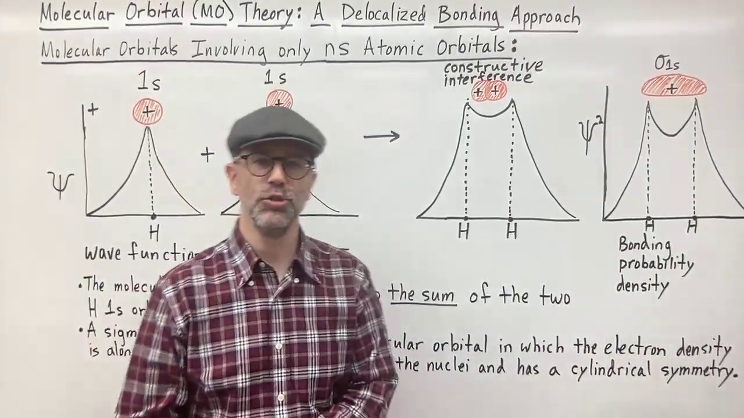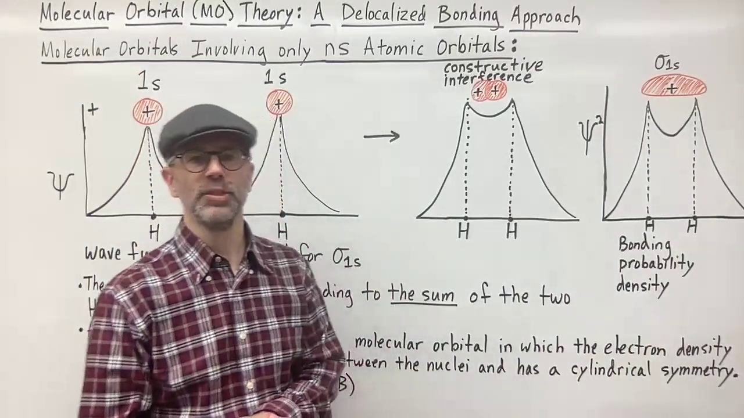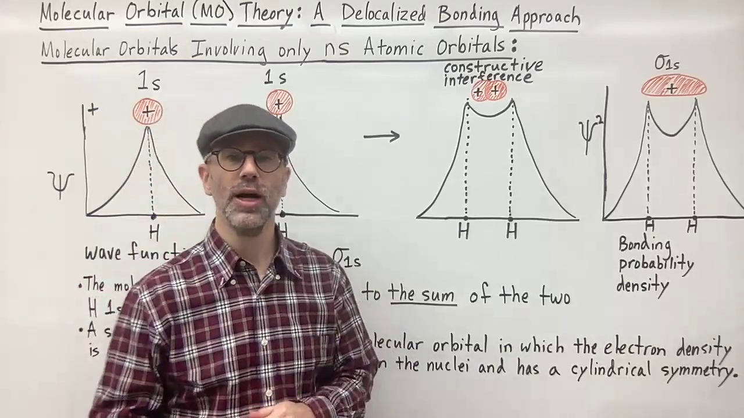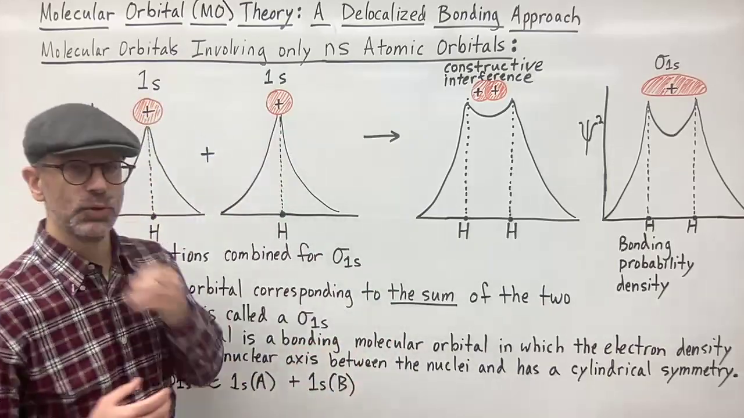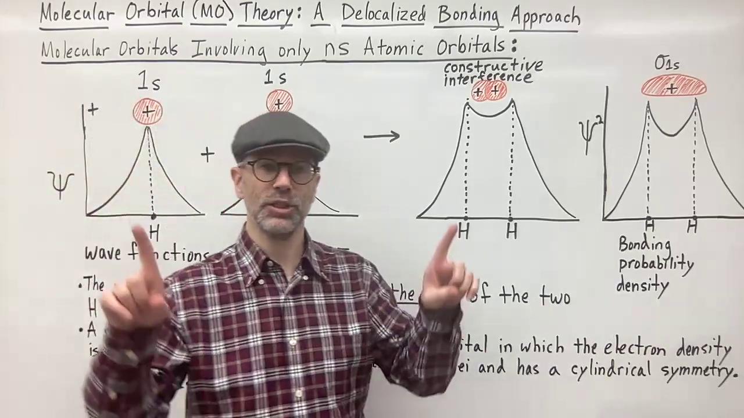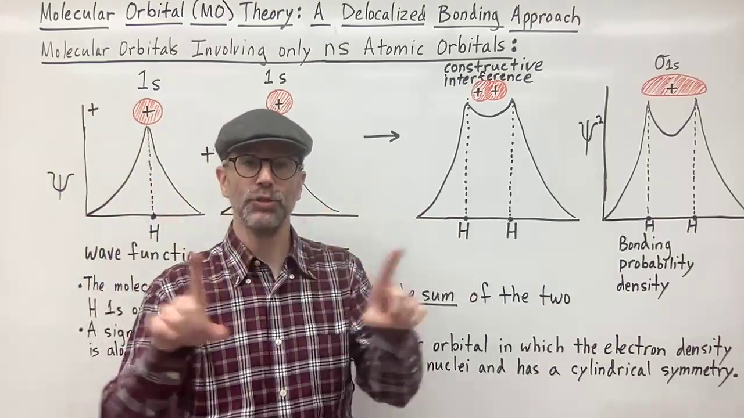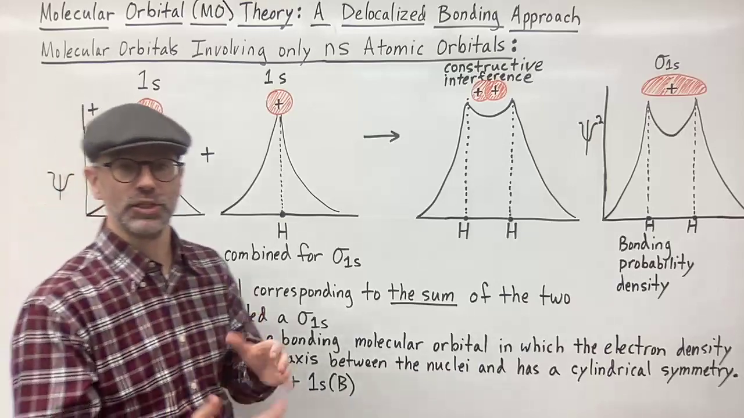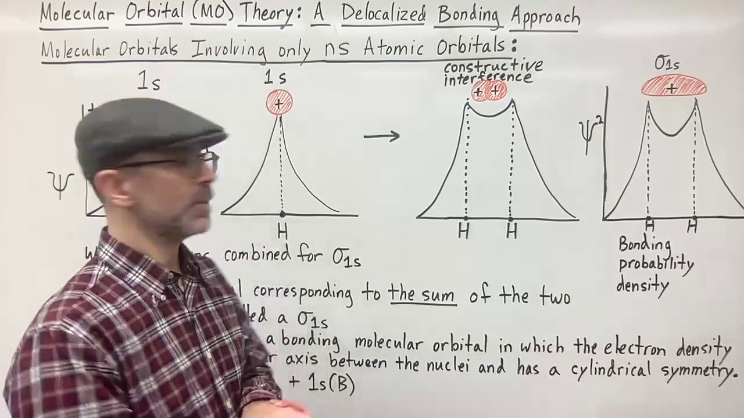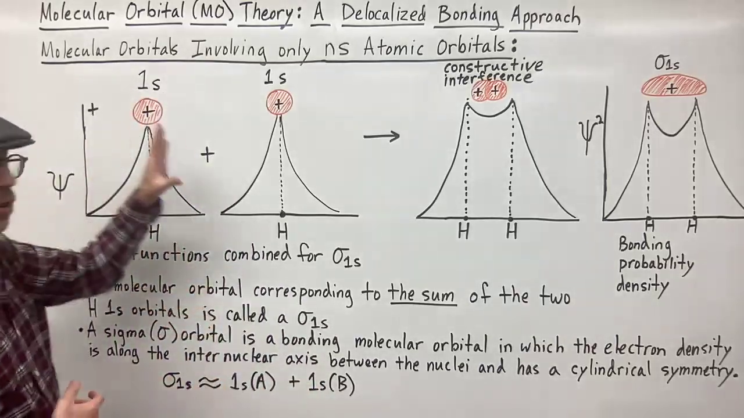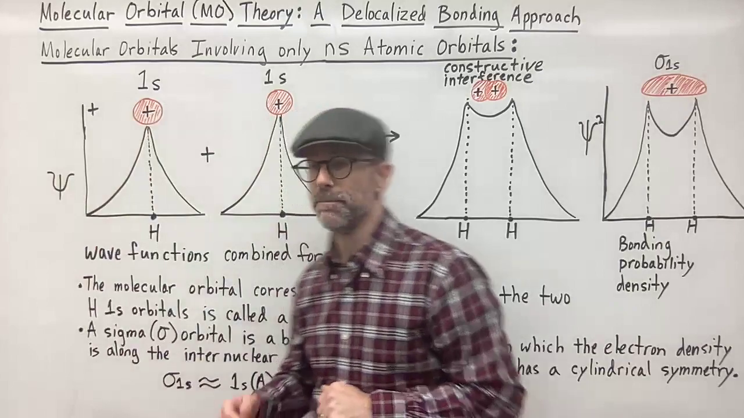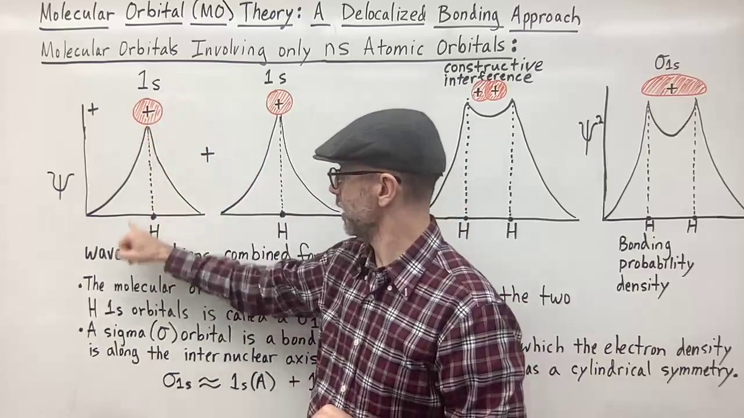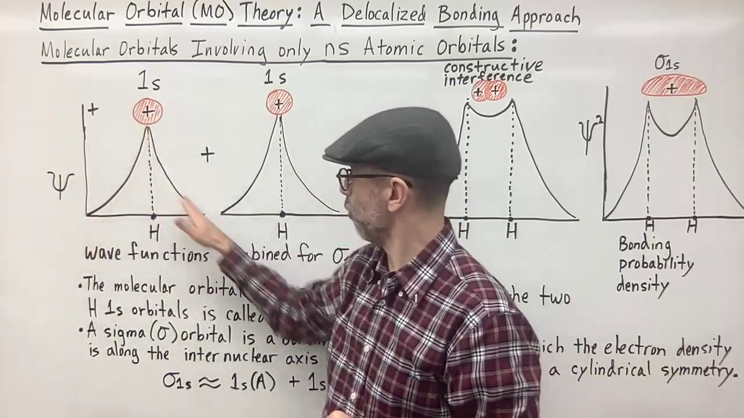Okay, so let's use a picture here to help us understand what's going on with the combination of s orbitals from your hydrogens. Again, we're dealing with the simplest molecule, which is two hydrogens coming together to form a bond, to form a molecule, and what's happening in the process with the electrons and the wave functions and orbitals. So here we have our 1s orbital for one hydrogen. This is the wave function for this one.